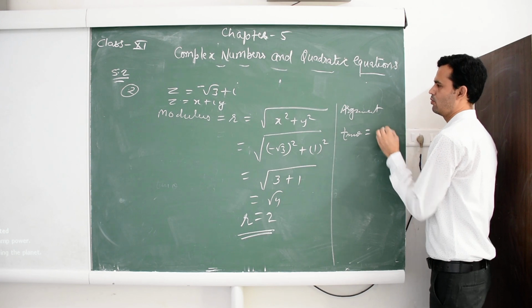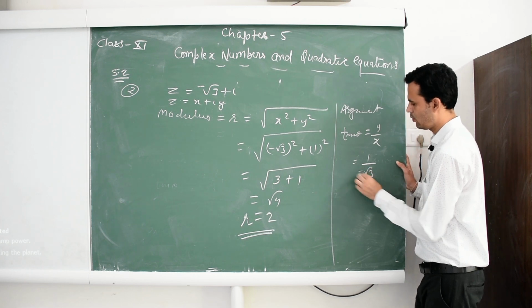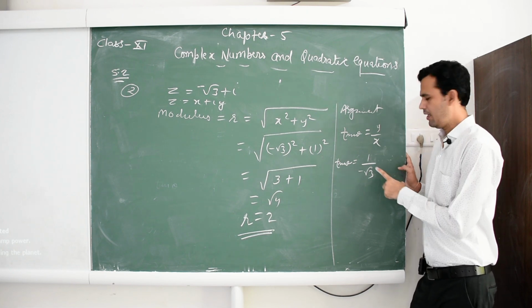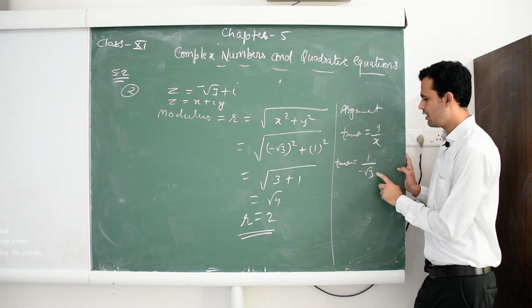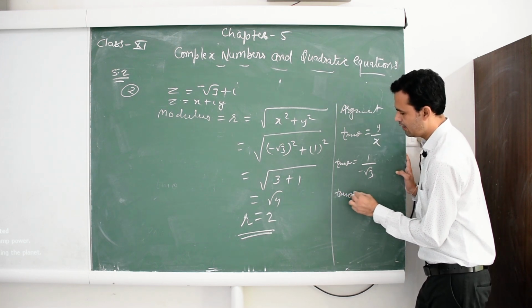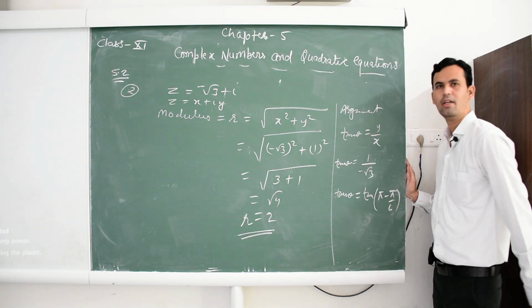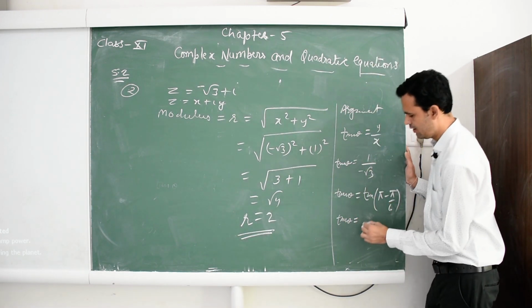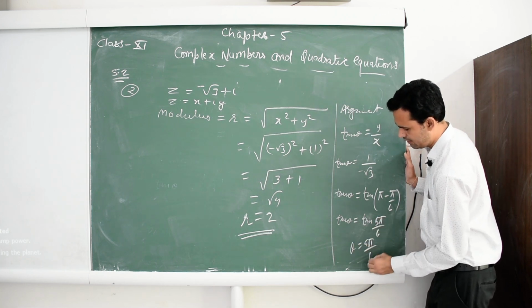Now argument, tan theta equals y by x. Here y is 1 and x is minus root 3. Here tan theta means perpendicular upon base. So perpendicular is positive and base is negative. So it is a value from the second quadrant. So theta equals pi minus pi by 6. Second quadrant, less than 180 and more than 90 degrees. So the value is 5 pi by 6. So theta is equal to 5 pi by 6.